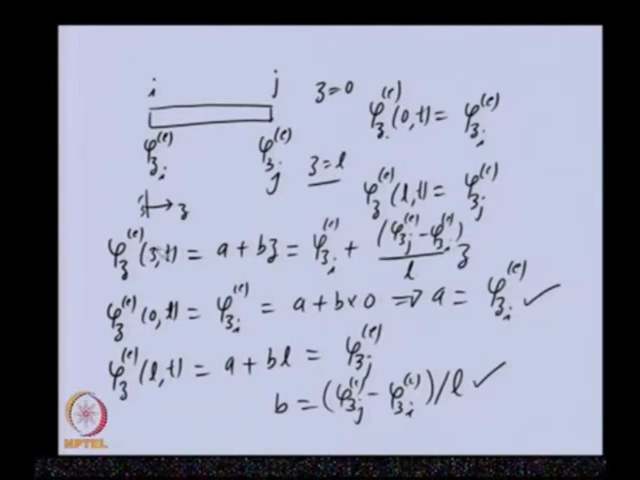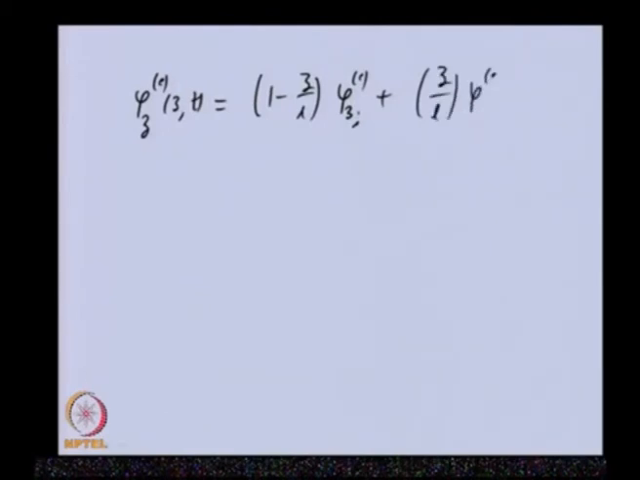So the assumed solution now contains the field variables and the z, which is a polynomial. This equation we can rearrange, collecting the terms of phi zi, which are here, and phi zj is a single term. So this assumed solution in the form of a polynomial can be written as 1 minus z by L phi zi plus z by L phi zj.